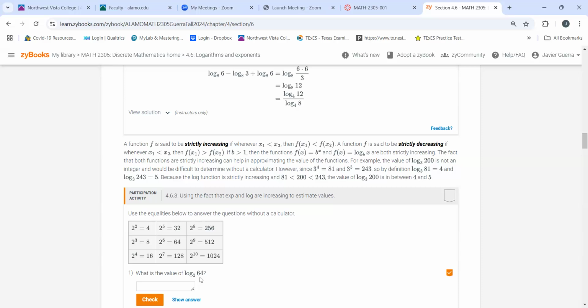So all we have to do is just look for the log base 2, they all have 2s, of 64. And so all we have to do is just find what the result is and figure out what the exponent is. So in this case, it is a 6. 2 to the 6 is 64. So therefore, log base 2 of 64 has to be 6.